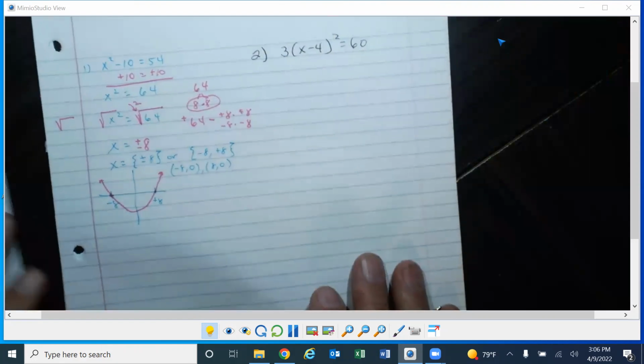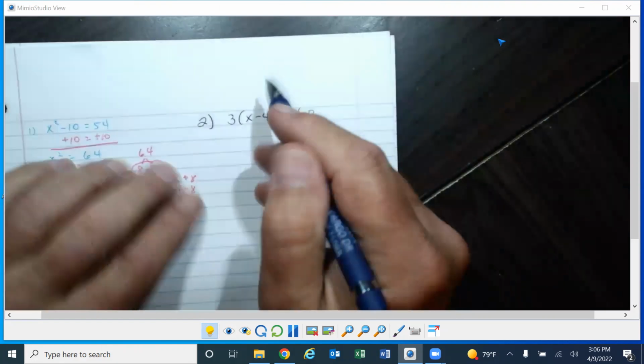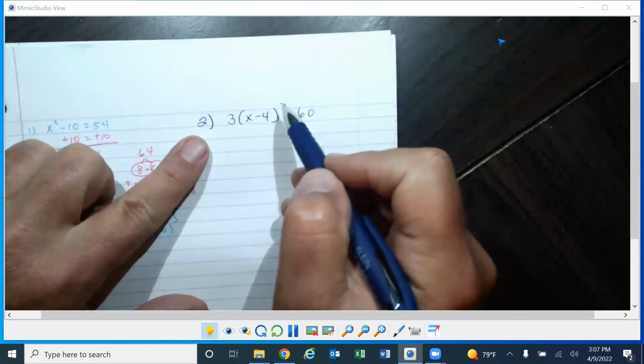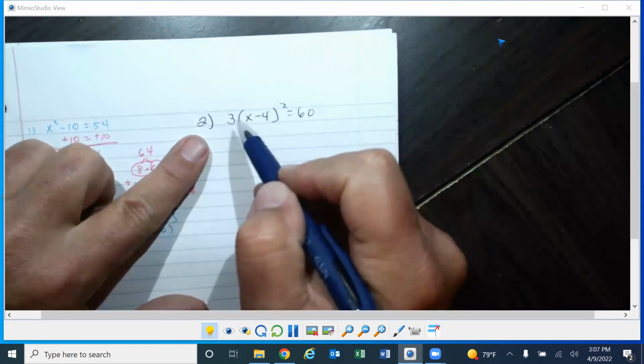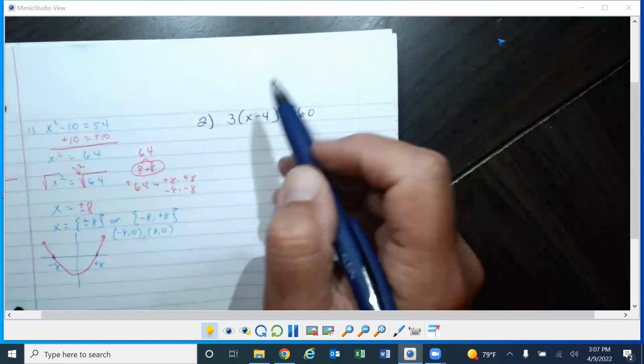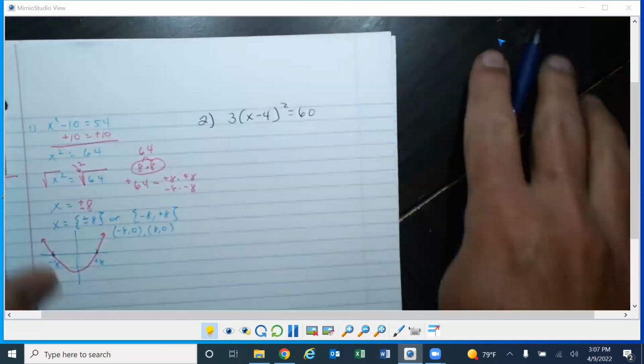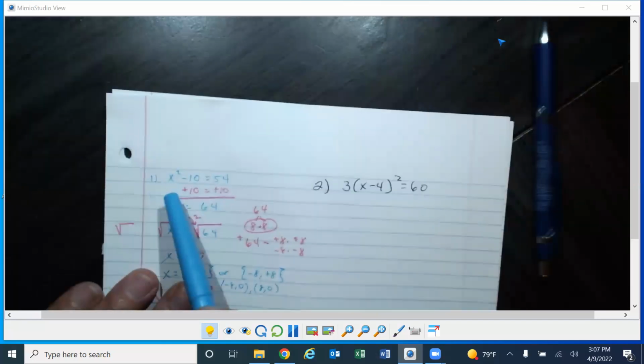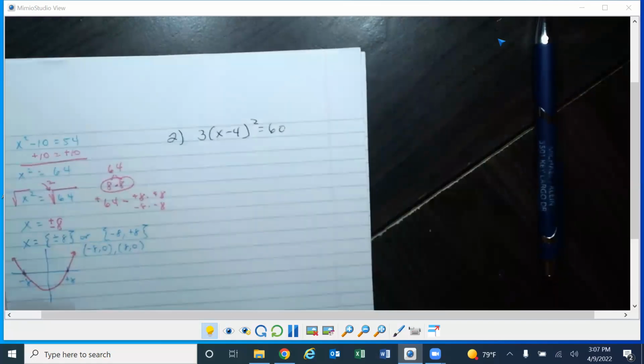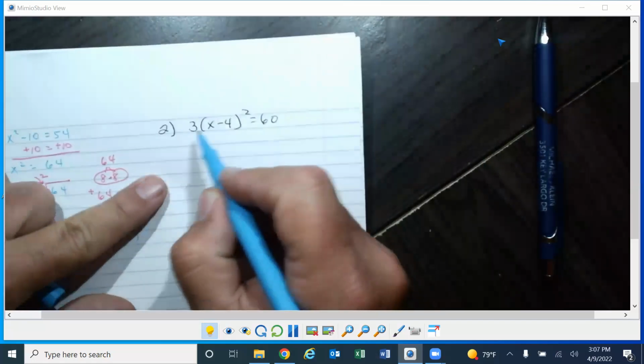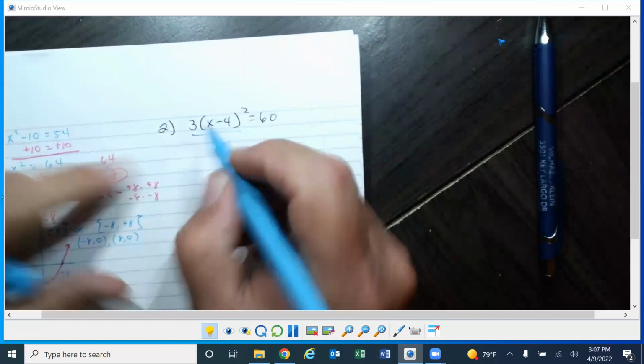First thing, if you notice here, see how the parentheses is being squared? There's a number outside the parentheses that's being multiplied. So we want to get rid of the number outside the parentheses first before we try to do the square root to both sides like we did before. Since this is being multiplied, the opposite is divide.